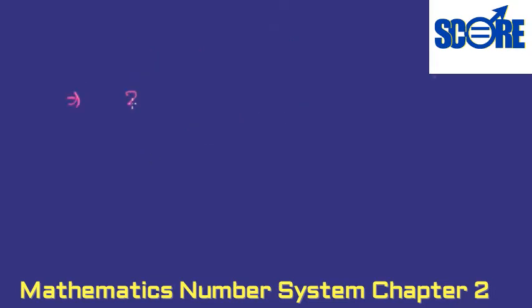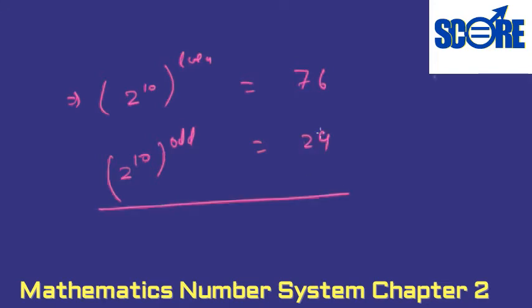The important thing is 2 raised to power 10 raised to an even number, and 2 raised to power 10 raised to an odd number. 2 raised to power 10 to an even number will end with the last two digits 76, and 2 raised to power 10 to an odd number will end with the last two digits 24. So remember this and you can solve the problem.